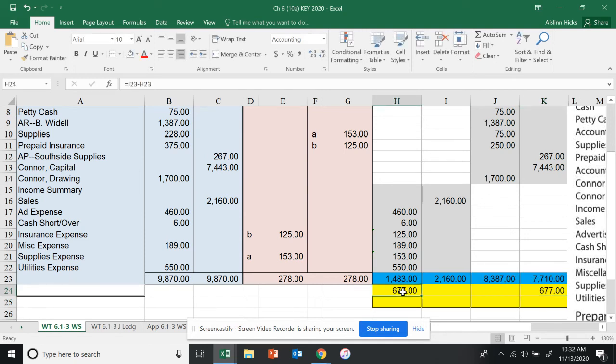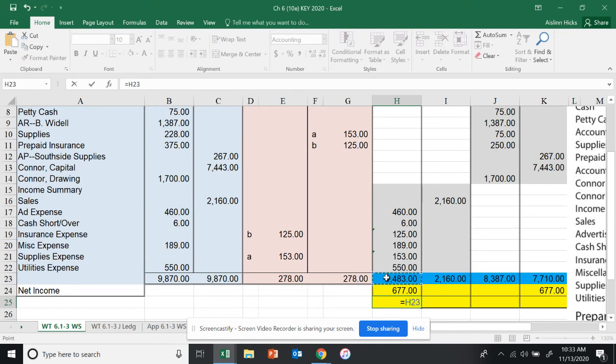A debit in the income statement and a credit in the balance sheet. That's what you need to have. Okay. 677 equals 677. That is, I'm going to put it over here, a net income. All right. We're going to talk more about that tomorrow.